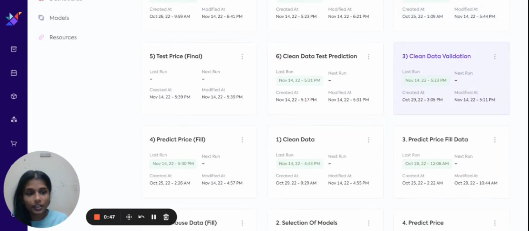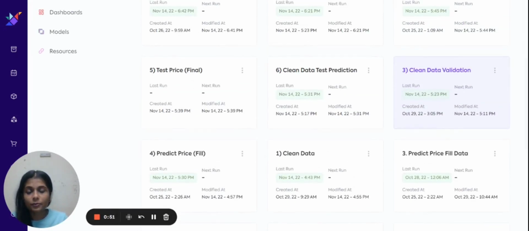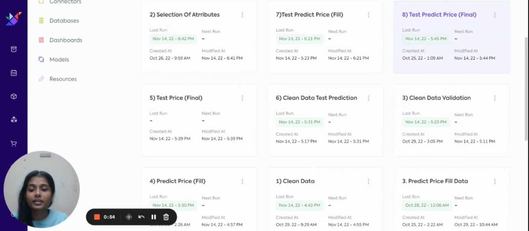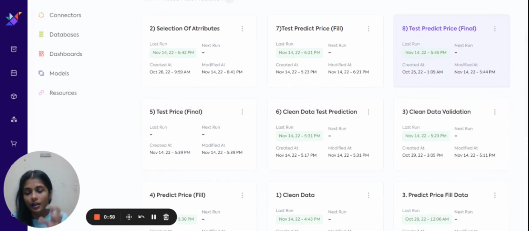So the flows that are incorporated in the dashboard are basically the train data set through which we are training the model, and other than that, the test predict dataset that we were given for predicting.